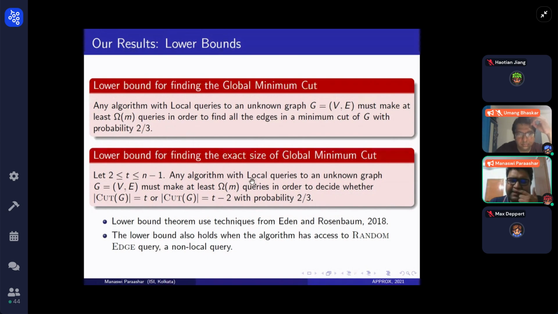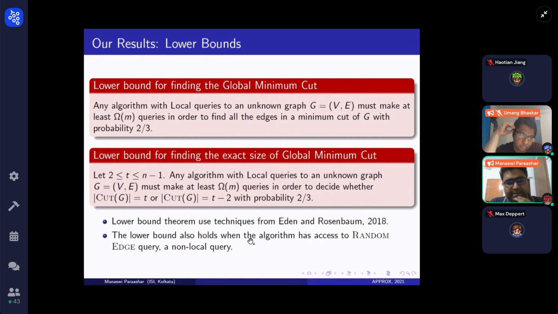The first one is that for these lower bound theorems, the techniques that we used are similar to those of Eden and Rosenbaum from 2018. And also these lower bounds hold when the algorithm is not only given access to the local query, but is also given access to random edge query. So with this additional power also, the above lower bounds are going to hold. By random edge query, I mean each query of the algorithm will now return an edge of the graph uniformly at random.